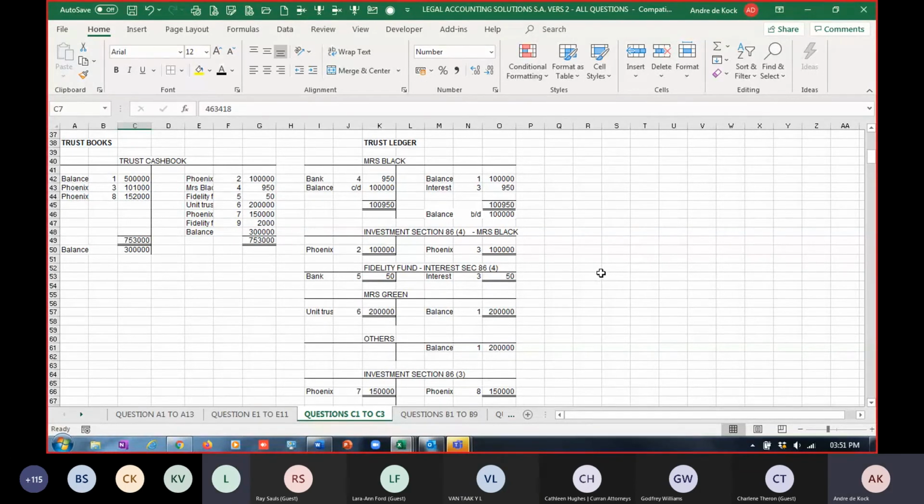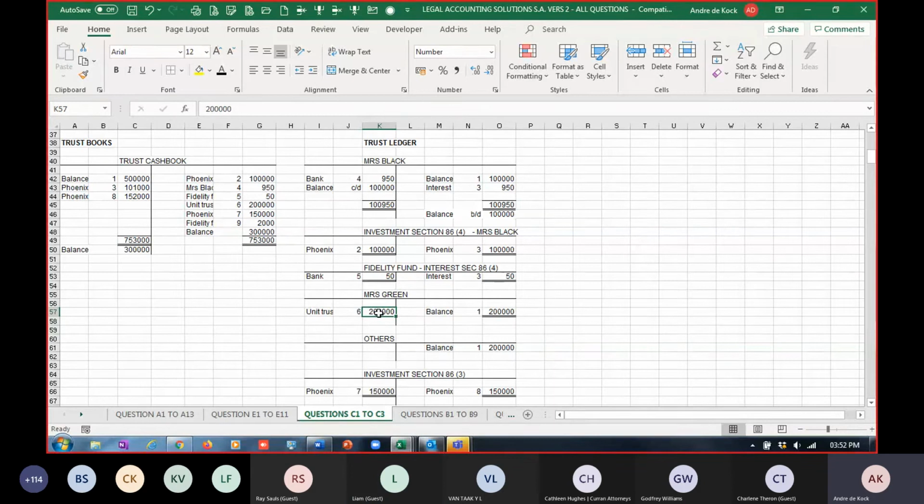Mr. de Kock, sorry, the 300,000 Rand balance, that's because of the unit trust. Say that again. The 300,000 Rand balance? Where does that come from? Is that because of the unit trust 200K? Well, look, for Mrs. Green, we don't have any trust money anymore, isn't it? Because this 200,000, there was a power of attorney.